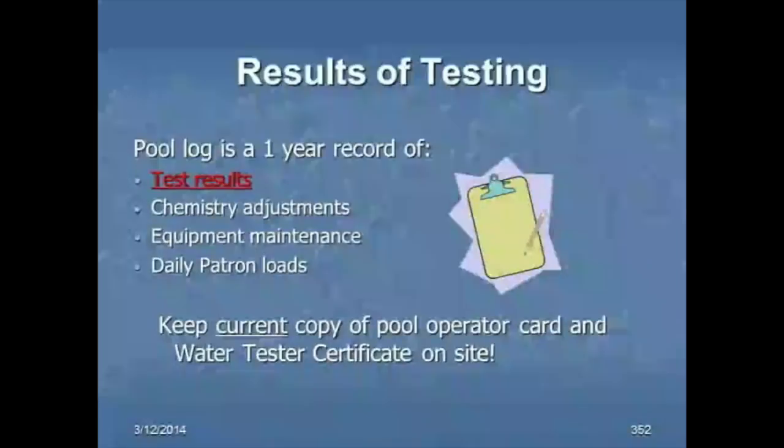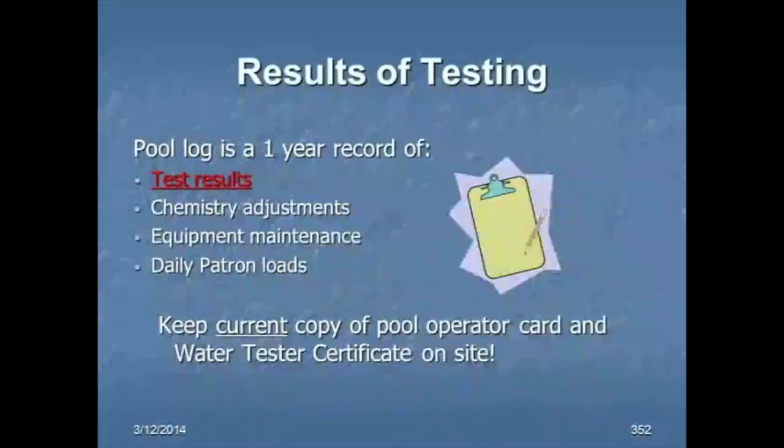Whenever you take those results, you've got to record them down. Record those test results. Any adjustments that you make to your water chemistry, if you decide you're going to turn up or turn down your chlorinator, write that down. Indicate that on your log sheet. If you have to do any equipment maintenance, identify that, write it down. Daily patron loads. All of this information helps you understand the changes that are occurring within your swimming pool so that you can anticipate the changes before they happen, so you can make adjustments.